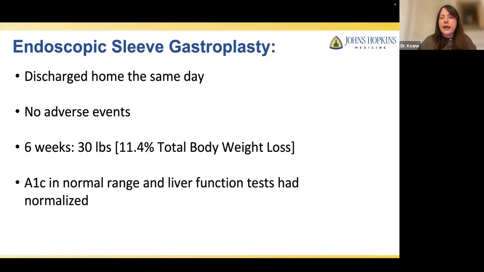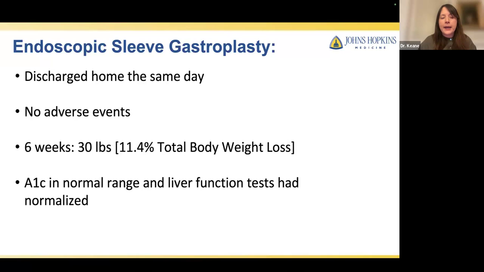Now, after an ESG, this patient was discharged home the same day. She followed a liquid diet. She did have some nausea and a small amount of pain. Now, again, we have excellent medicines to control this. She was a nursery nurse and has quite an active job. So she took about a week off work after this procedure, which is about what we recommend. She had no adverse events, which was great.